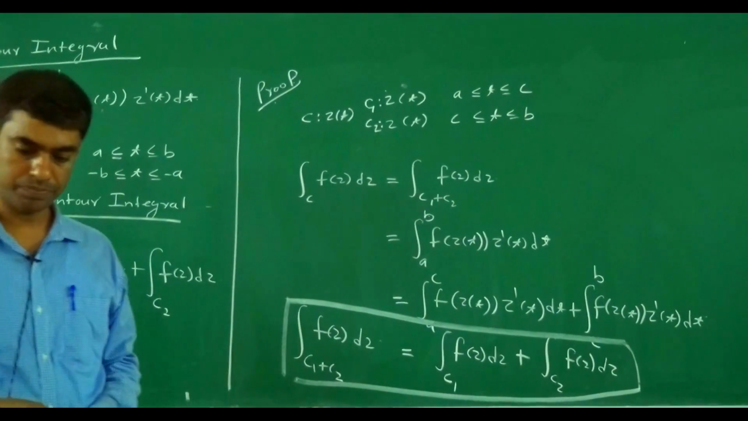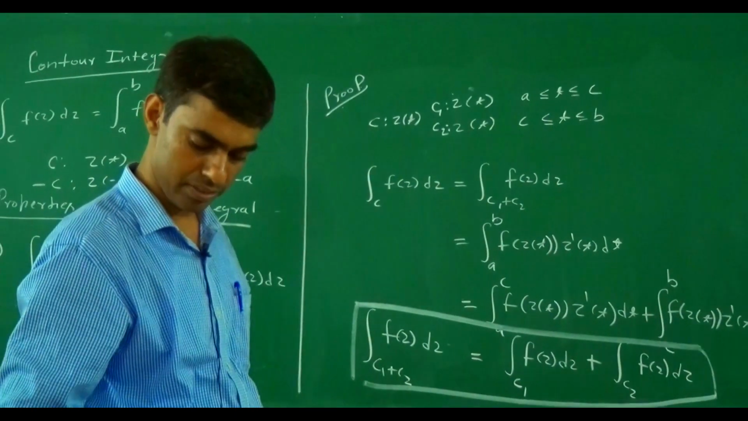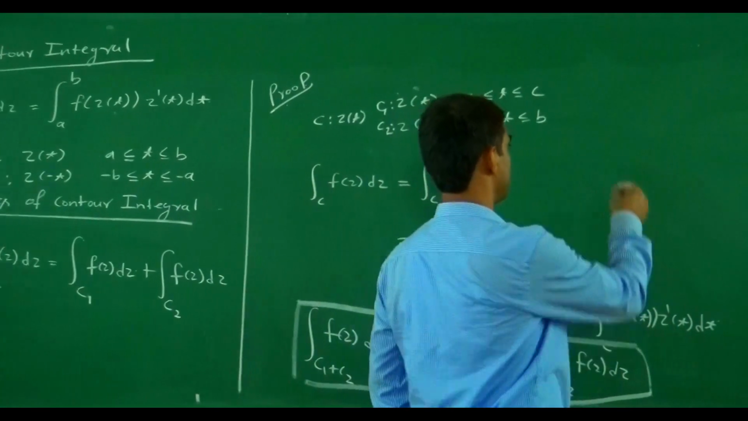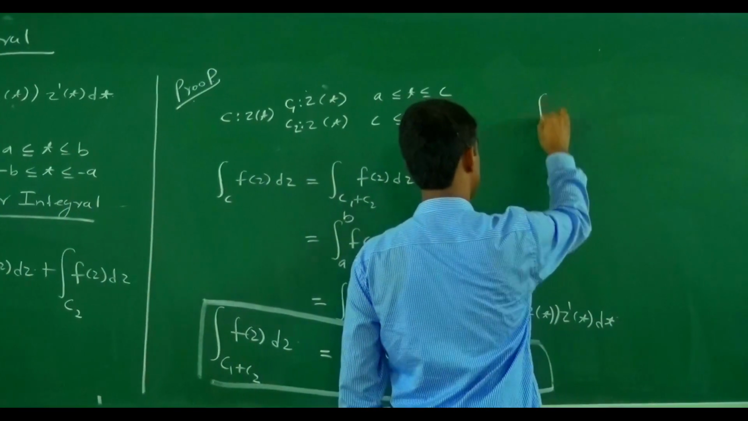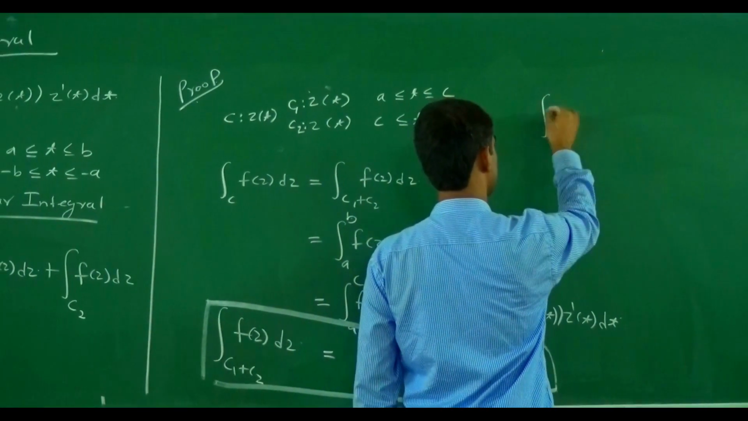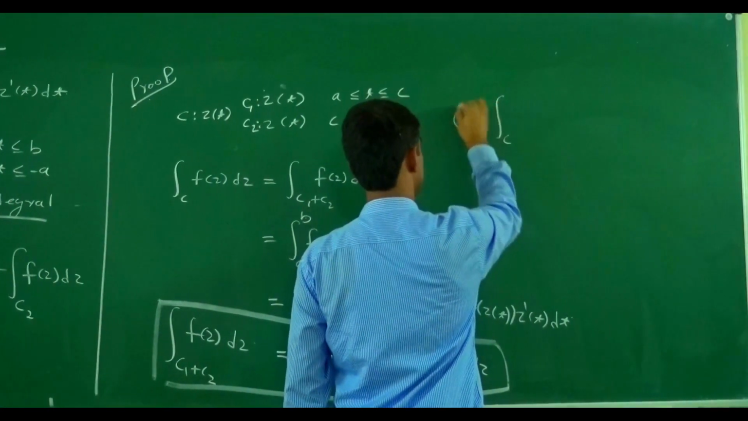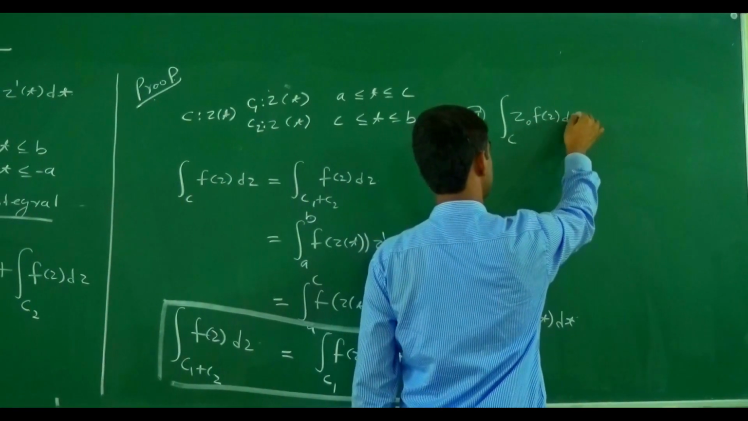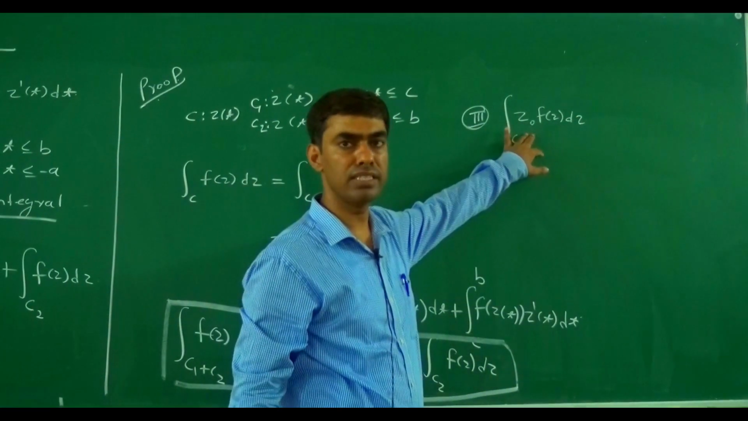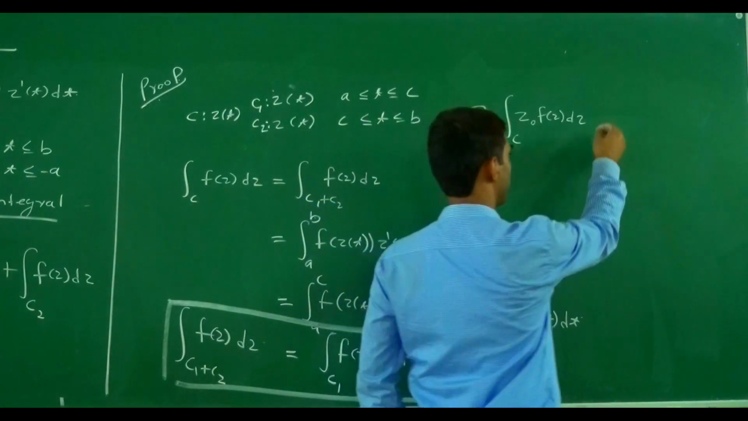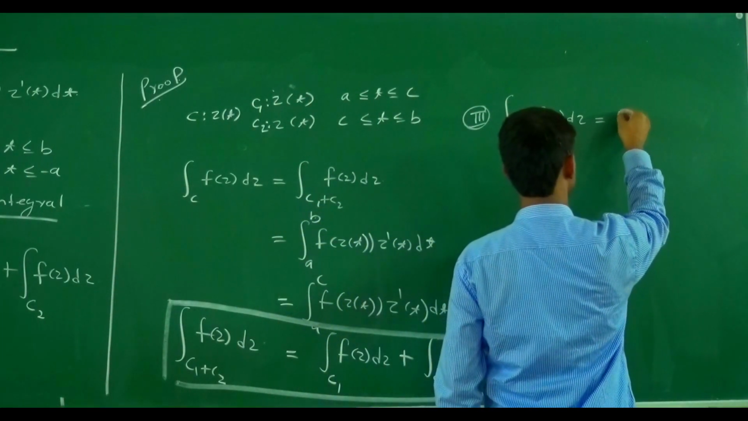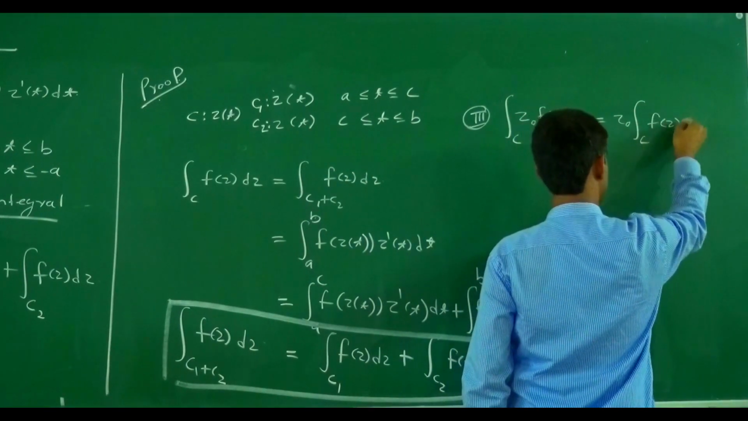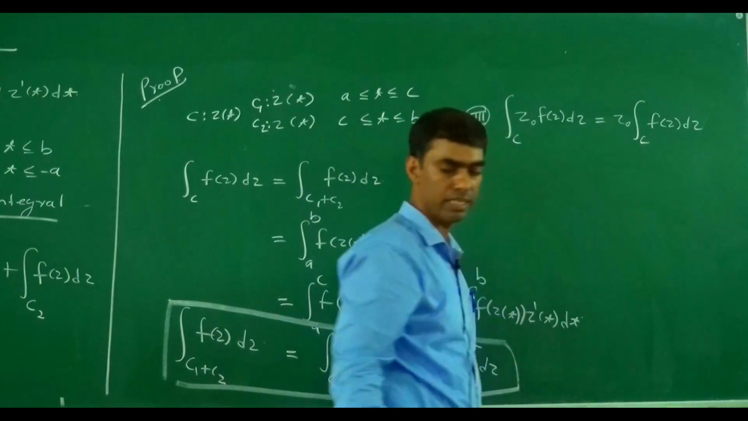Similarly, there are many more properties. We are not going to prove the other properties directly; we directly write the properties. Third property: the integral over c of z0 f(z) dz, where z0 is any complex constant, equals z0 outside, times the integral over c of f(z) dz. This is another property.